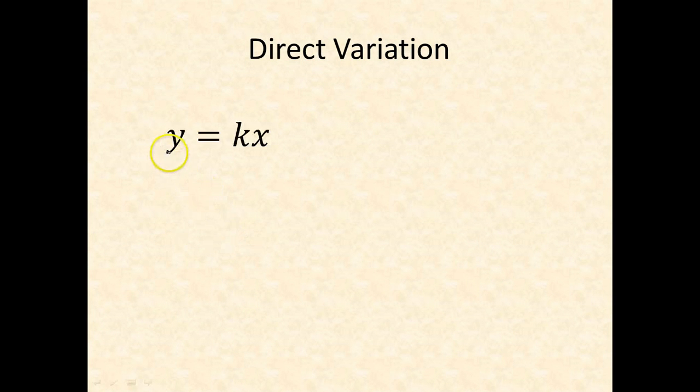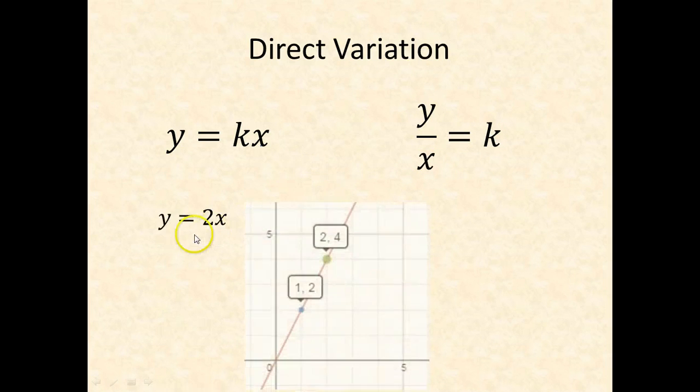It looks like this. You've got your outputs always equal to some constant times your input. Another way to say it is output divided by input always equals a constant. So, what's an example of this?